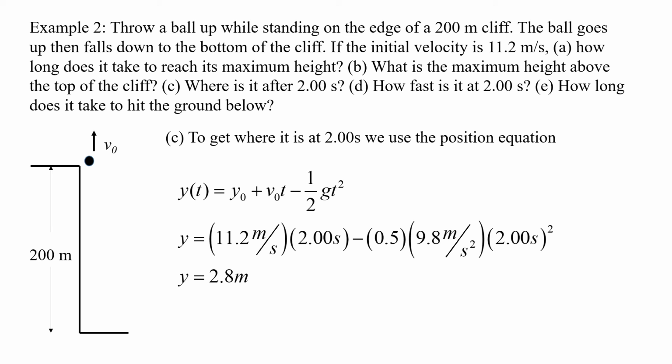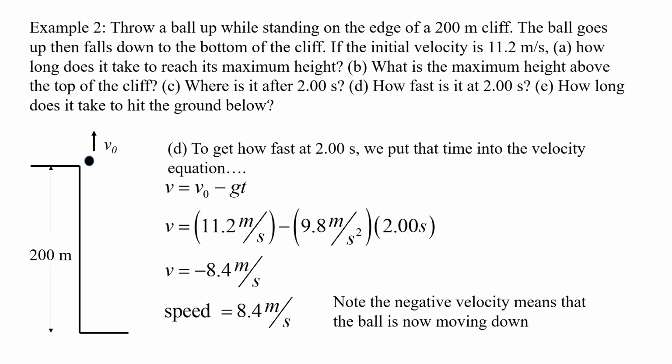Okay, so now notice that the time to reach the maximum height was only 1.14 seconds. So at 2 seconds, it's already reached the maximum height. It's coming back down. So it's on its way back down, but it's still 2.8 meters above the top of the cliff.